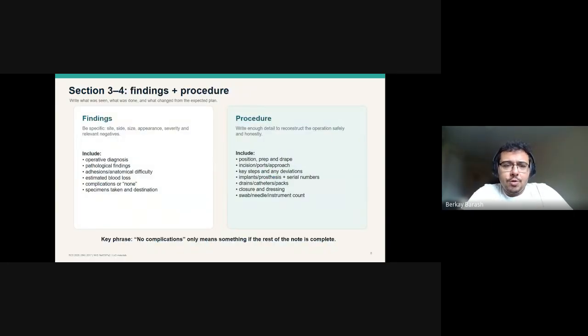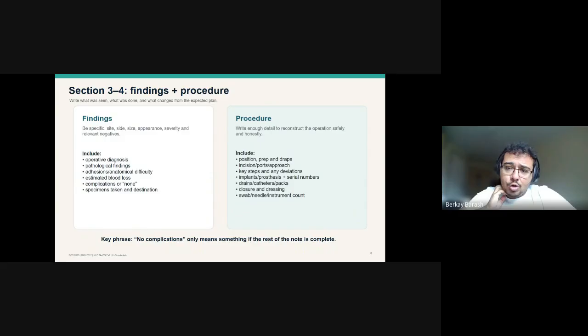Also, sections 3 and 4, we're thinking about the findings and procedures, as we talked about. We want to be a bit more specific about our findings. We want to make sure that we have the size, the site, the appearance, severity, and any relevant findings that we can see. And we're thinking about the procedure as well. We want enough detail on what the operation was like to have a good understanding of what the post-op care or any audit may need.